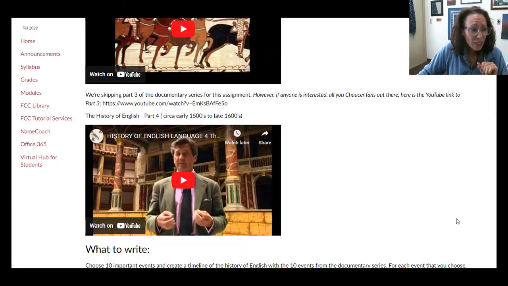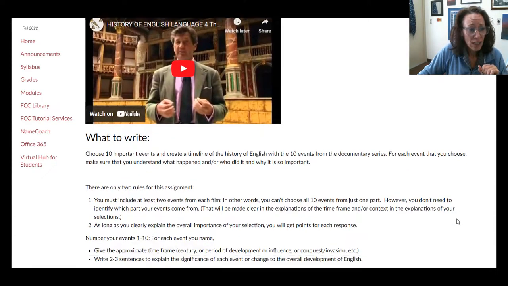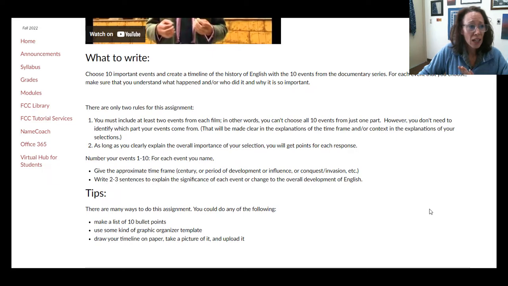And then the way that you present this to me can be done in a number of ways. Okay, so you can just be real creative and make something that is kind of visual, or you can just make a graphic organizer type of a thing. You can draw it, if you're real artistic, and take a picture of it and upload that, or you can just do real simple bullet points on a Word doc or a Google Doc, something like that.